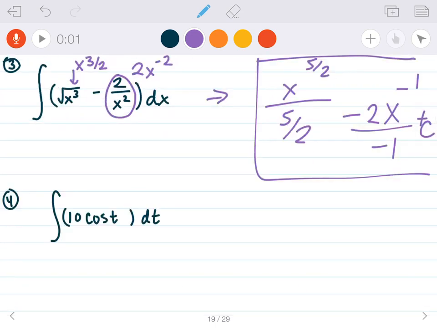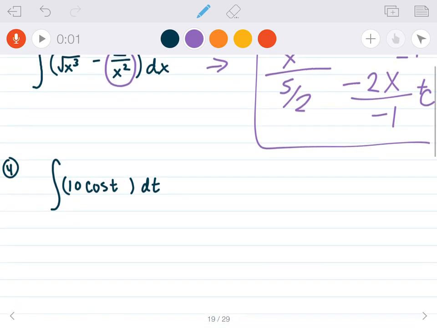All right, let's look at this one. So this time we have 10 cosine t. All right, well, we can't really do any of the power things that we've been doing. We just kind of have to figure out what the antiderivative is. And so the idea here is, what are we going to take the derivative of to get cosine? Well, the answer is sine, right? So our answer here is 10 sine of t plus c.